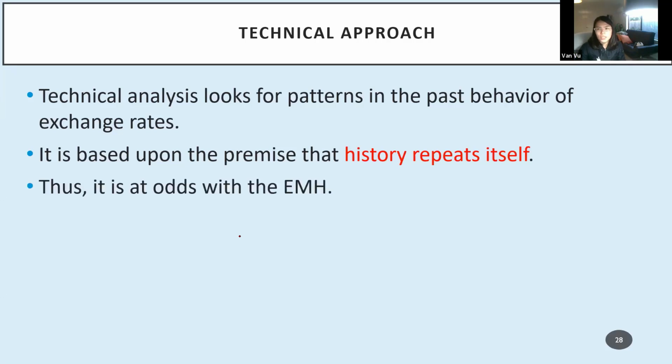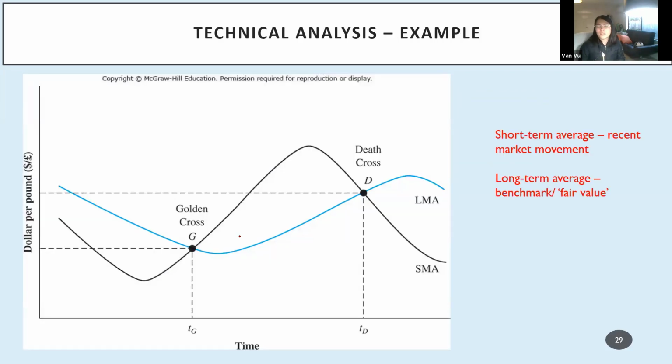So as a result, the idea here is completely the opposite to the efficient market hypothesis. As an example of technical analysis, we are looking at the historical movements in the dollar to pound exchange rate. Here I've got the dollar to pound exchange rate, and here I've got the timeline.